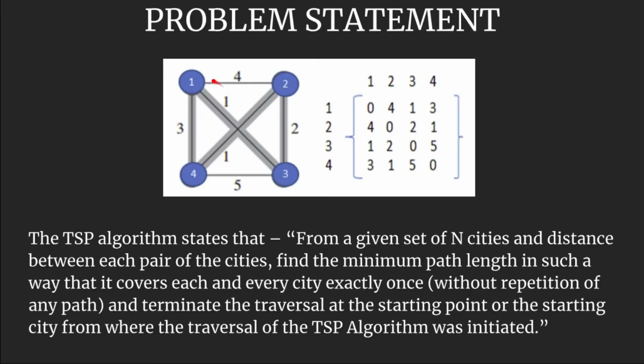Here you see, if we start from 1, then we have 3 neighbors, 2, 3 and 4, right? So our aim will be to choose the neighbor which has the minimum distance. Among 4, 3 and 1, we can see that 1 is the minimum distance. So we will choose this 3 as the next node.